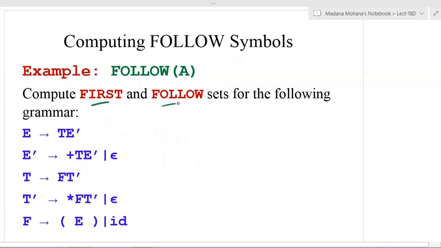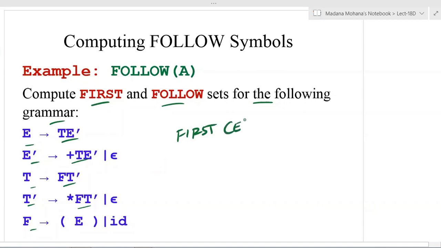Compute first and follow sets for the following grammar. E equal to T E dash, E dash equal to plus T E dash or null, T equal to F T dash, T dash equal to star F T dash or null, F equal to E within parentheses or id. See, one point you have to remember: whenever you want to compute follow values, compulsorily you need to find out first values. Why? Because in follow rules, first values are also used. Therefore, now here you can compute first values first.